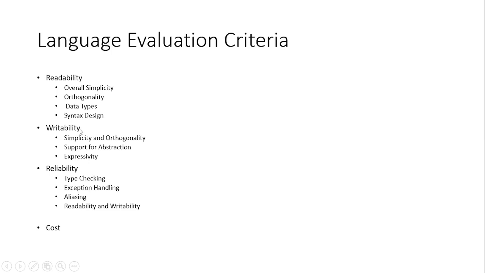This follows directly from the fact that the process of writing a program requires the programmer frequently to reread the part of the program that is already written. So if the writability is compromised, then the programmer has to read the part of the program.